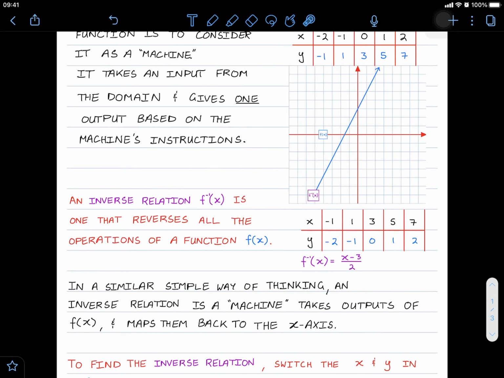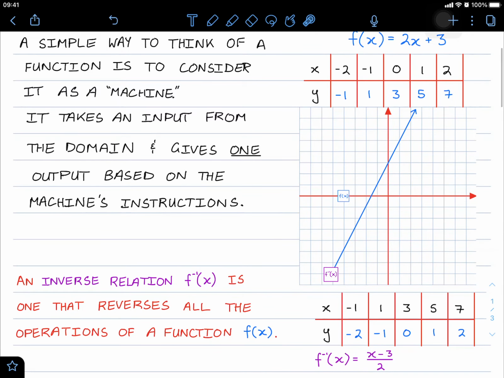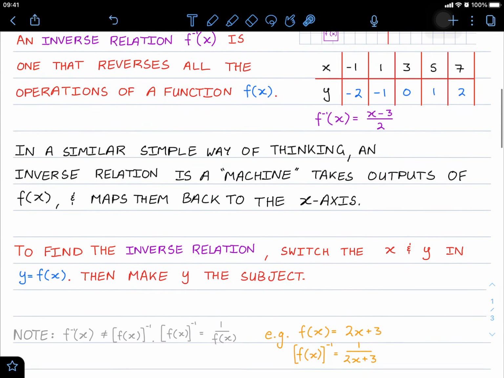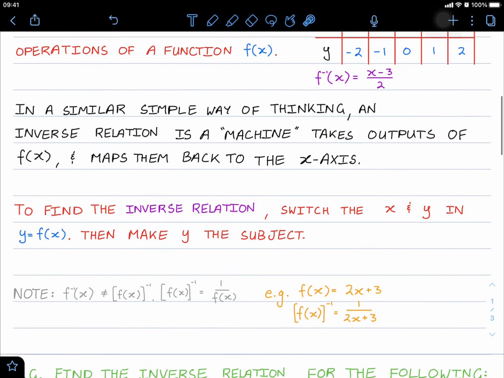So in a similar way, you can think of the inverse relation as a machine that takes the outputs and maps them back onto the x-axis. So it's reversing everything. To find the inverse relation, we simply switch the x and y in the expression y equals f of x, and then we make y the subject.